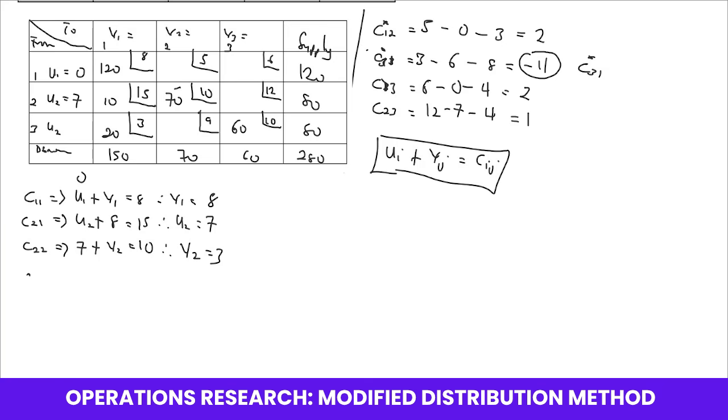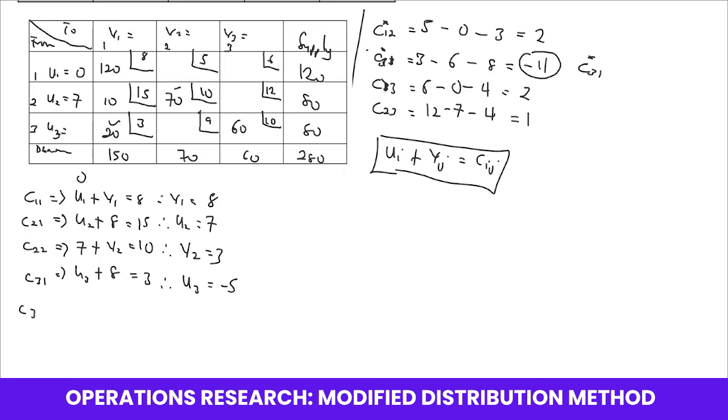So move to the next allocated cell, that's C31, this cell. Do we know our U3? No, we've not calculated that yet, but we know V1. So U3 plus, what's the value for V1? 8 is equal to 3. So therefore, our U3 is equal to 3 minus 8. That will give us minus 5.